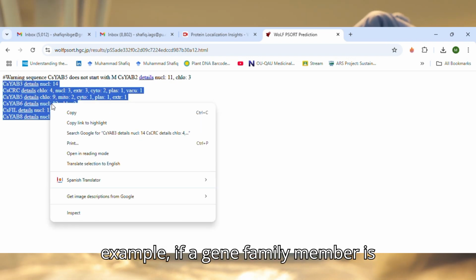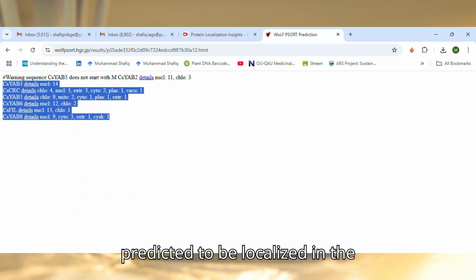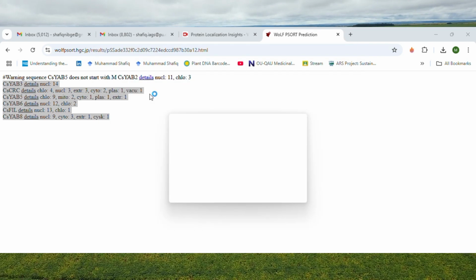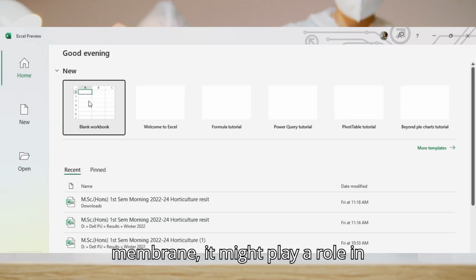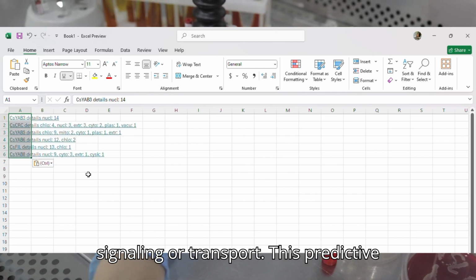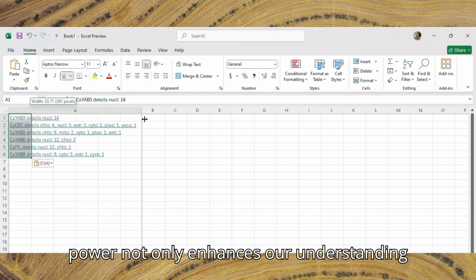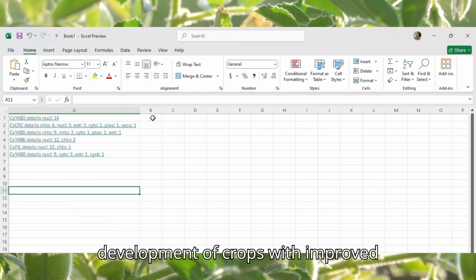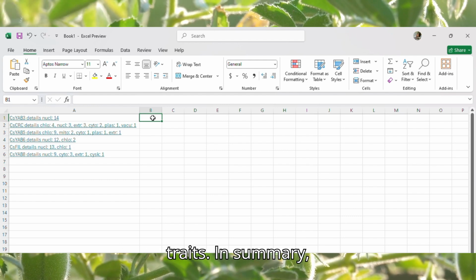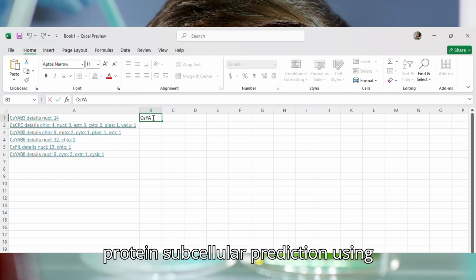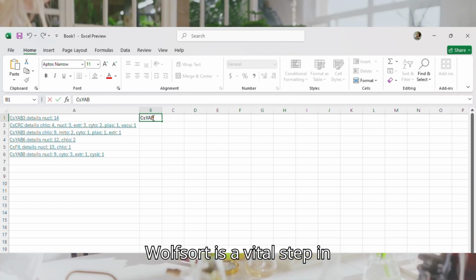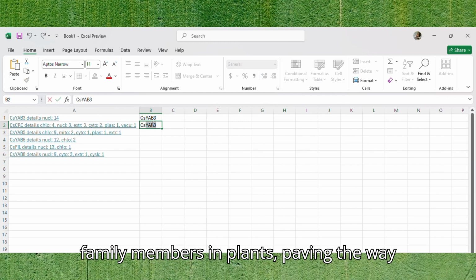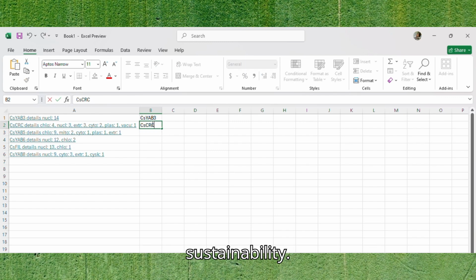For example, if a gene family member is predicted to be localized in the mitochondria, we can infer it may be involved in energy production. Conversely, if it's found in the cell membrane, it might play a role in signaling or transport. This predictive power not only enhances our understanding of plant biology, but also aids in the development of crops with improved traits. In summary, protein subcellular prediction using WolfSort is a vital step in unraveling the complex functions of gene family members in plants, paving the way for advancements in agriculture and sustainability.